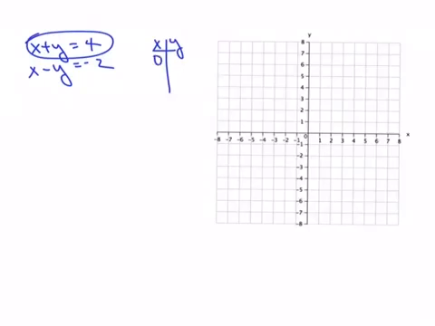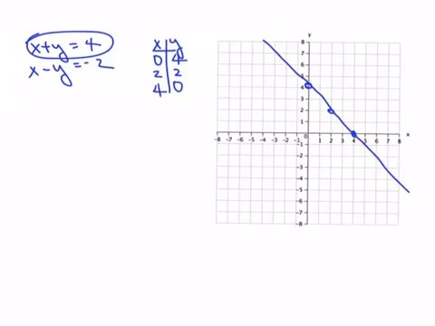So 0 for x. If I put a 0 in here for x, what does my y have to be? My y has to be a 4. 0 plus 4 equals 4. What if I put a 2 in here for x? 2 plus what equals 4? 2 plus 2. What if I put a 4 in for my x? 4 plus what is 4? 4 plus 0. All right, so let's graph this. 0, 4, 2, 2, 4, 0. Okay, so there's the graph of my top equation.